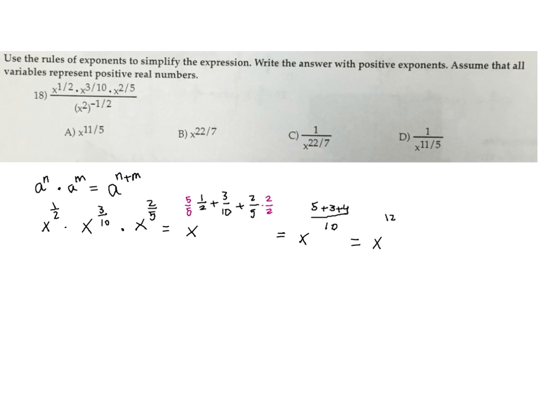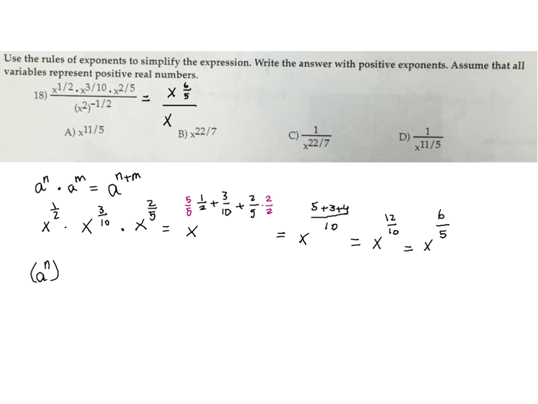12/10? Can I reduce that? Yes. What do we get? Half of 12 is 6, half of 10 is 5. So the top of the fraction would give me x to the power of 6/5, by simply adding those fractions. Does that make sense?